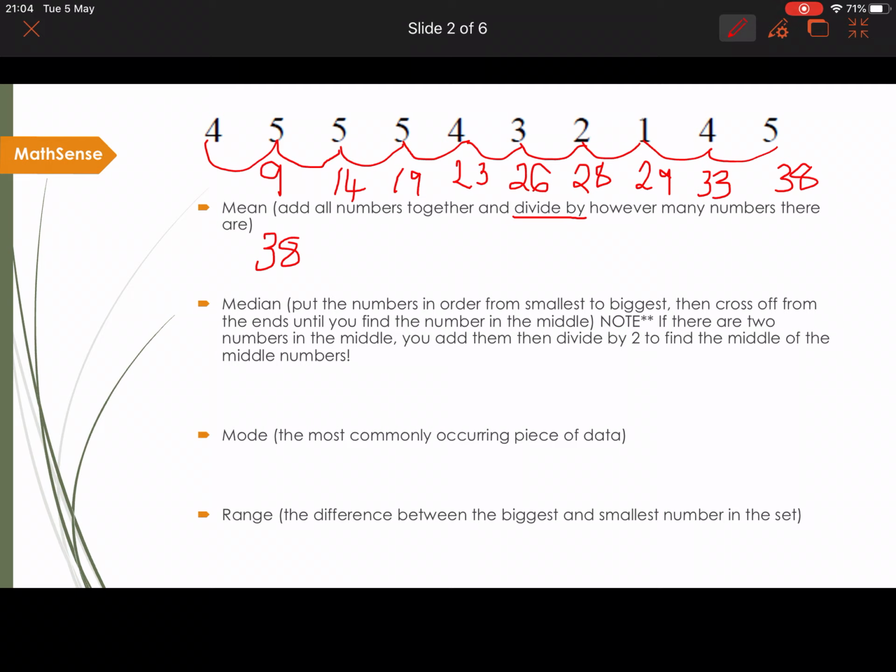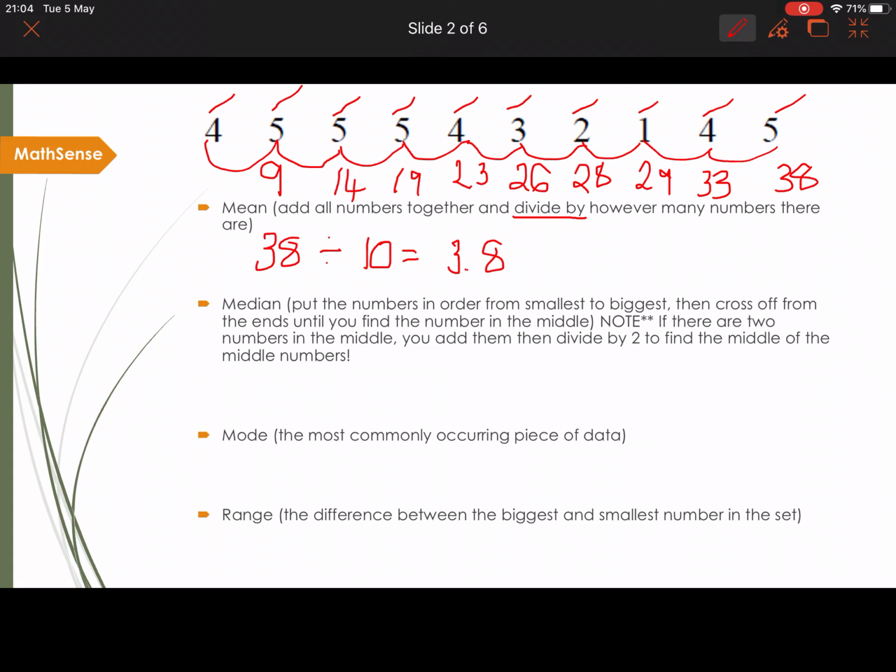Now if I count the numbers in my list, I can see there are 1, 2, 3, 4, 5, 6, 7, 8, 9, 10 numbers in my list. This is the number I have to divide 38 by. Now you should know that 38 divided by 10 is 3.8. And that is the answer to mean.